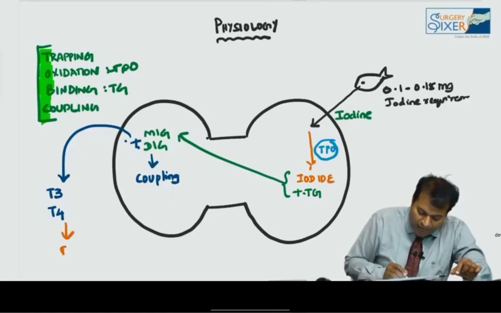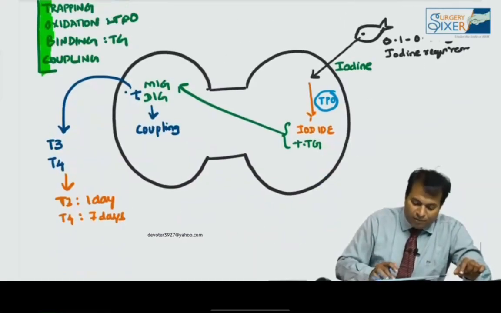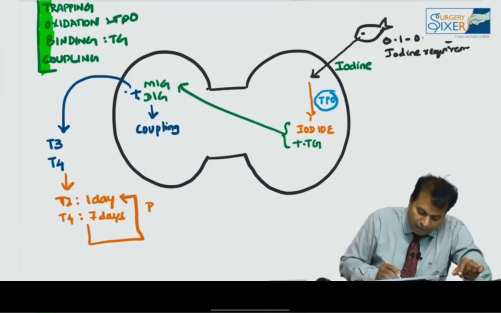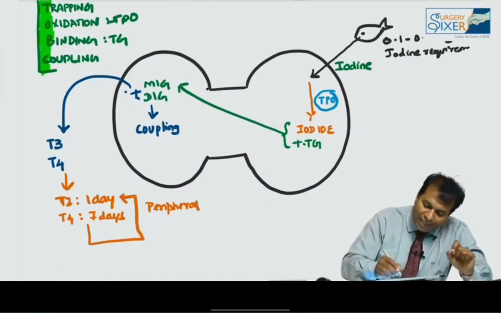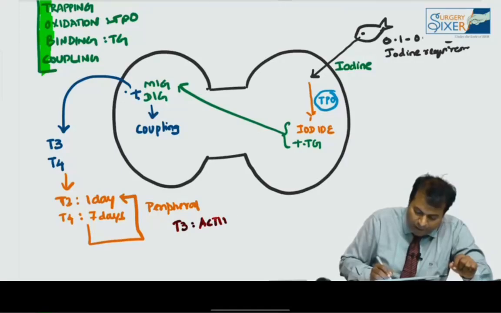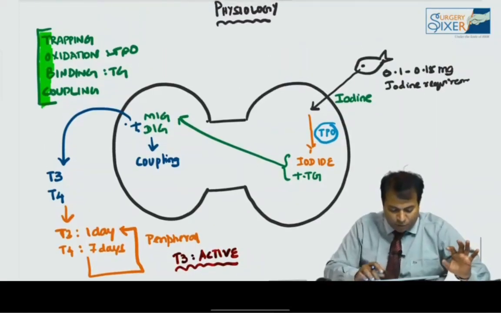T3 has a half-life of only 1 day, 24 hours only, whereas T4 has a half-life of 7 days. Peripherally T4 is converted to T3, because it is only T3 which is active. T3 is the active product, T4 is the inactive product. So peripherally T4 gets converted to T3.